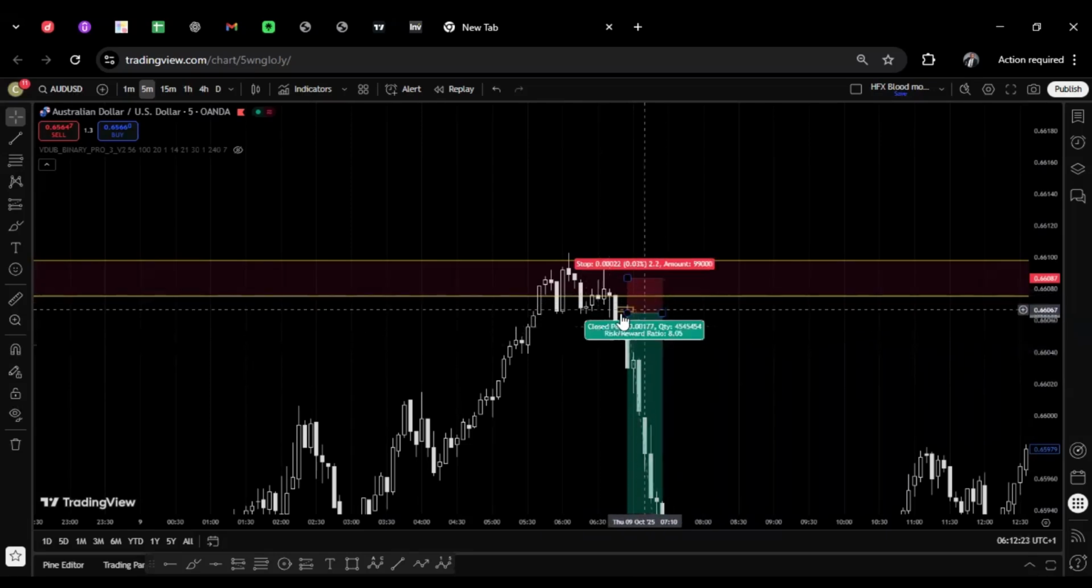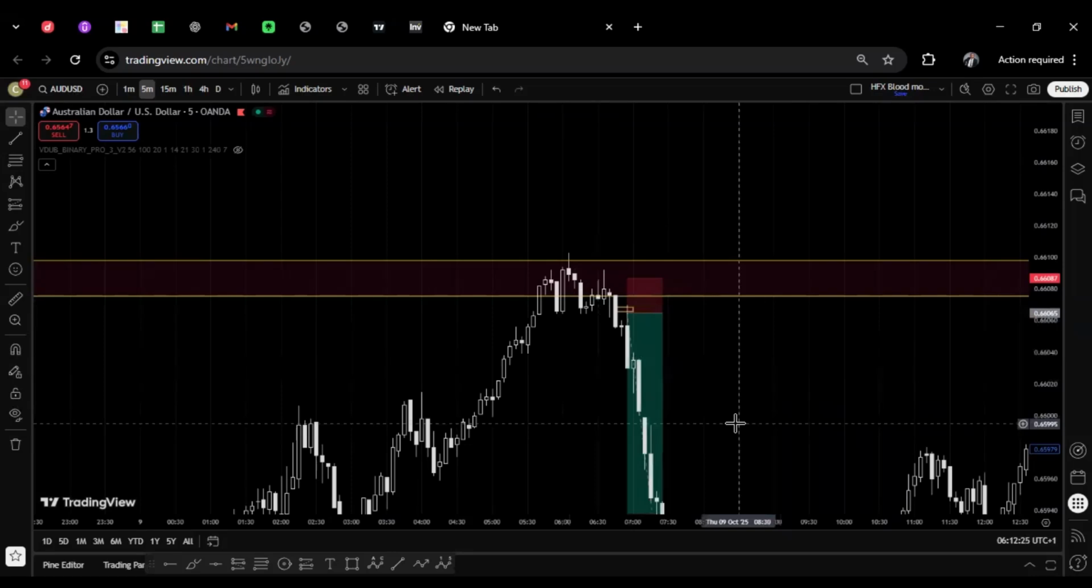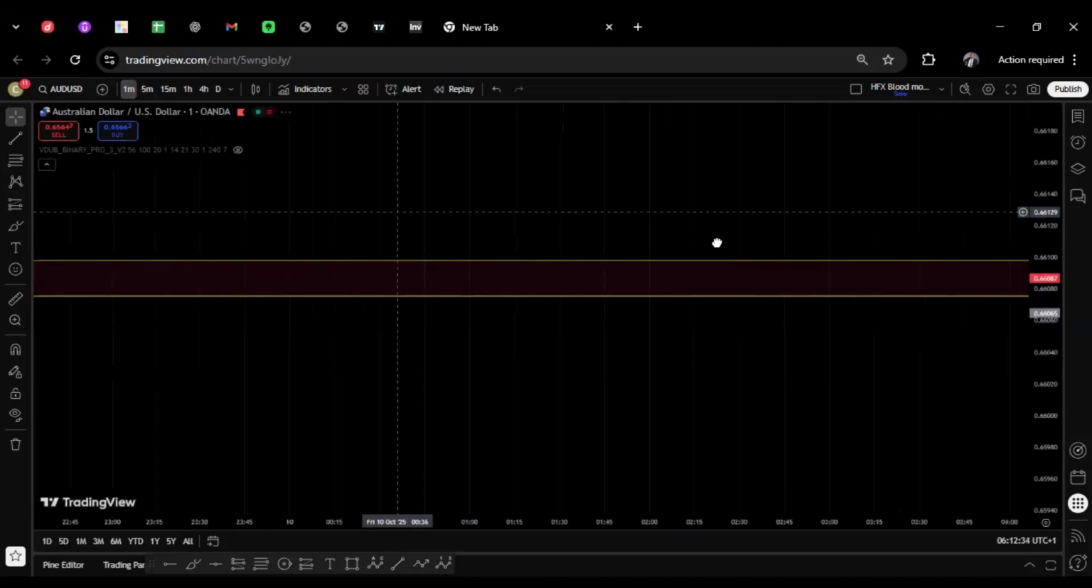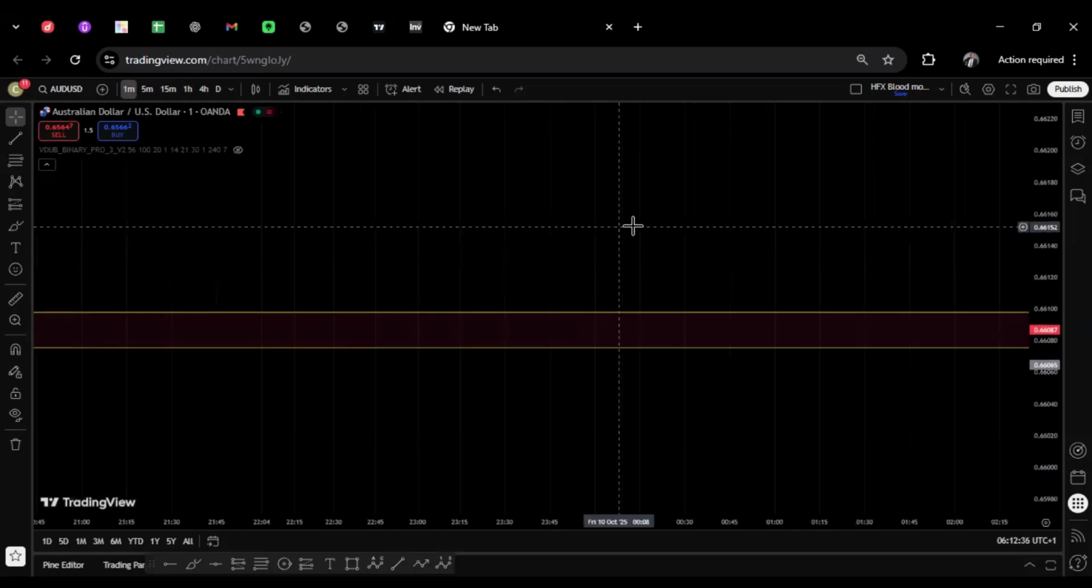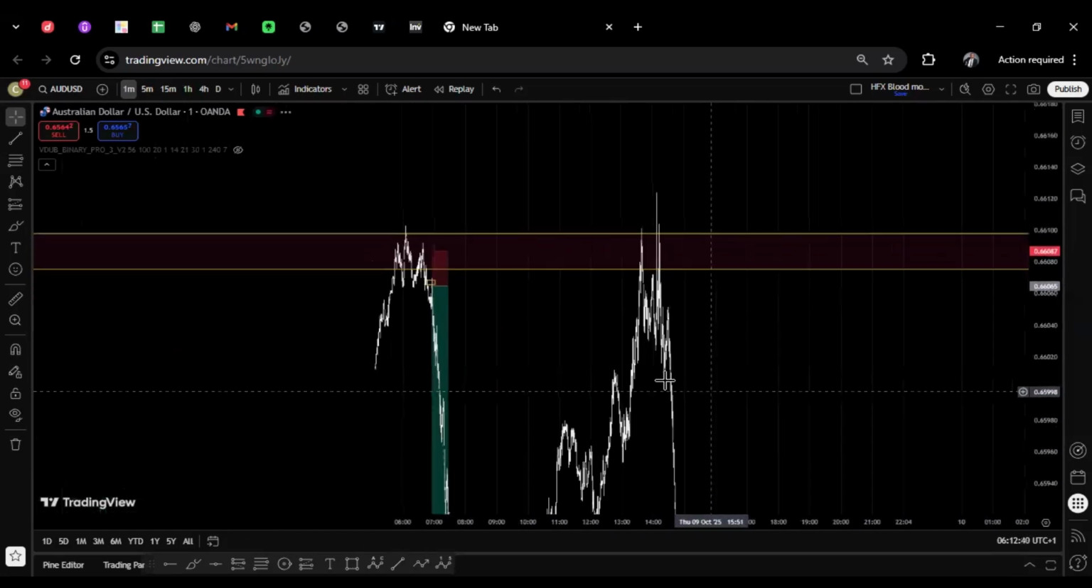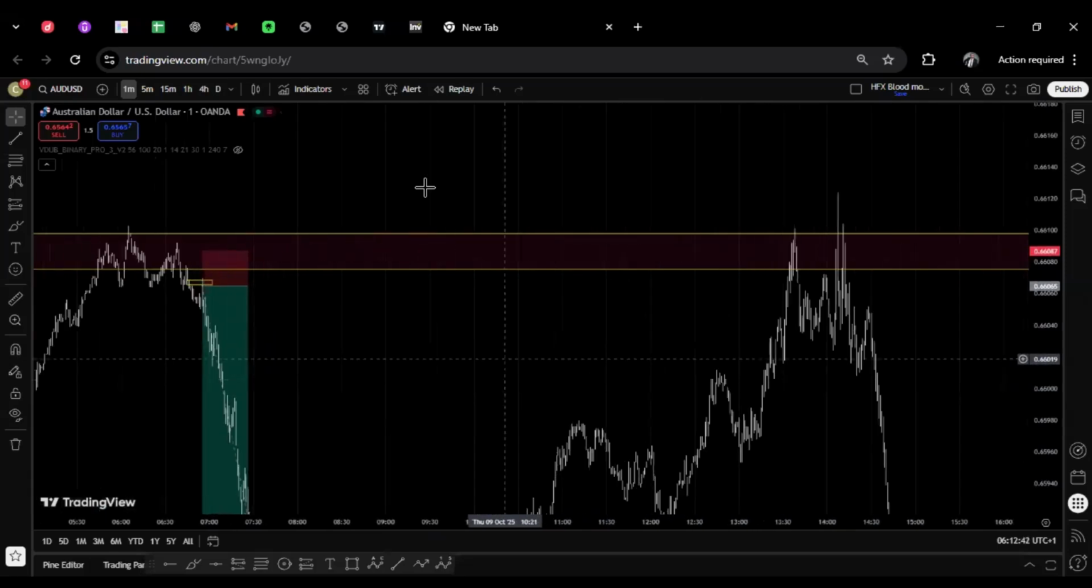But then there is how you get your precise entry. Also remember that we went down to the 1 minute time frame.